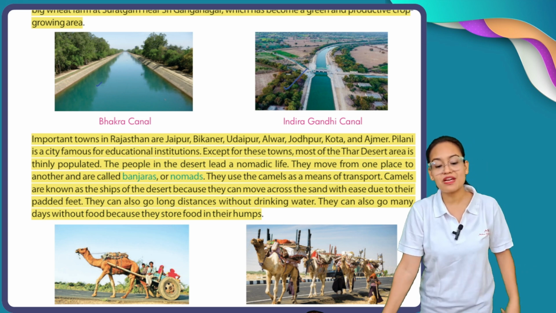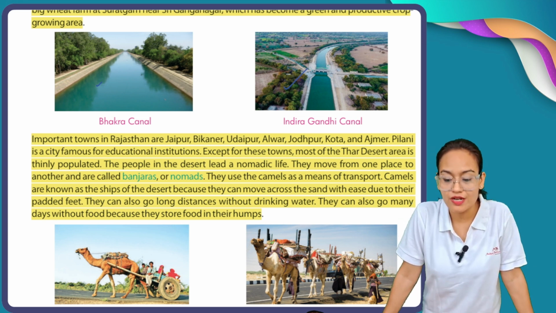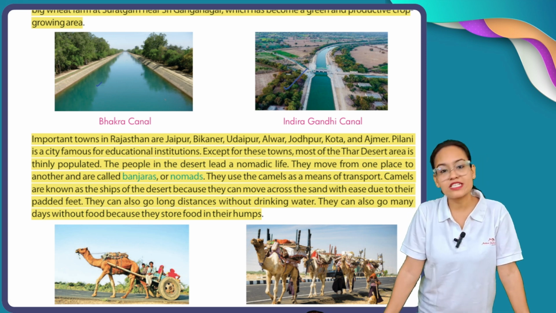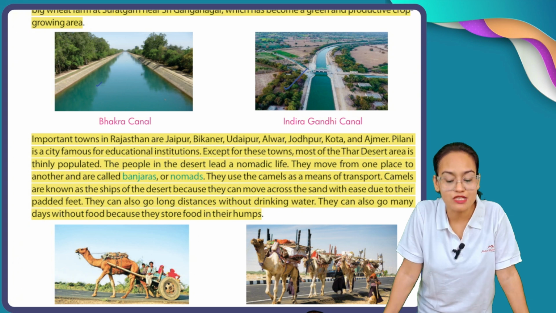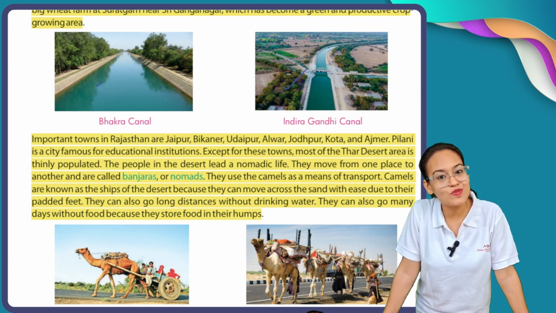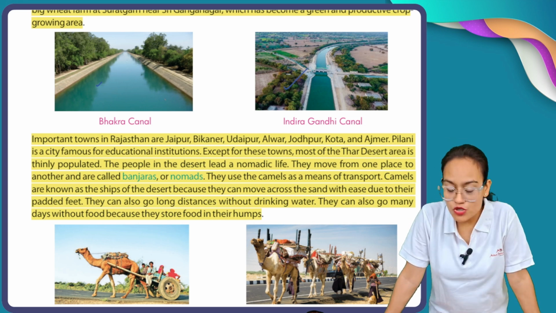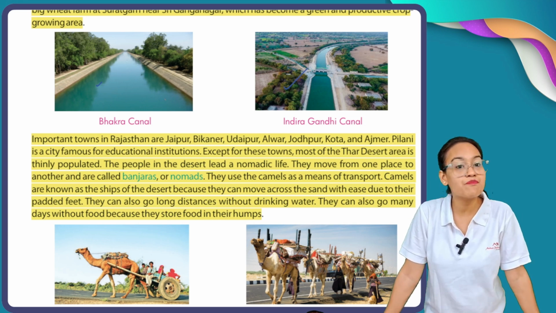Pilani is a city famous for educational institutions. Pilani is a city in Rajasthan which is famous for educational institutions. What institution is present there? BITS Pilani. Except for these towns, most of the Thar desert area is thinly populated.